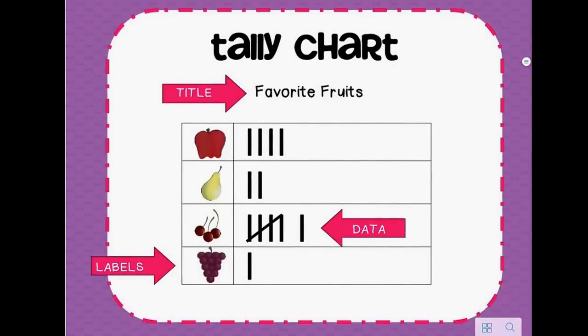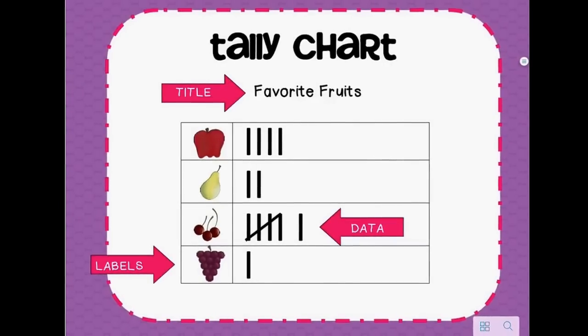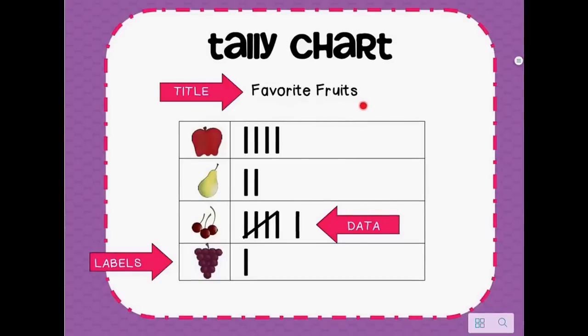When we look at a tally chart, there's different parts. Usually on the top is what we call the title. It's letting us know what the tally chart is about. The title of this tally chart is called Favorite Fruits. On the side, we have what we call the labels. It's letting us know the different choices students had. They could choose from apples, pears, cherries, or grapes. And over here, this information is what we call the data.